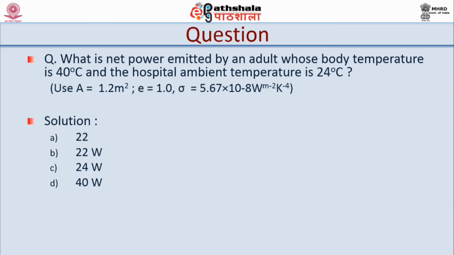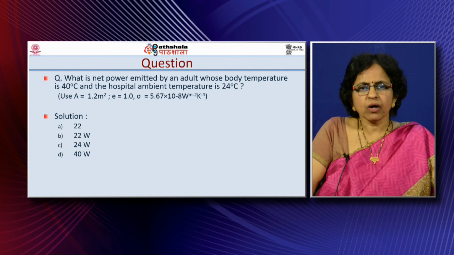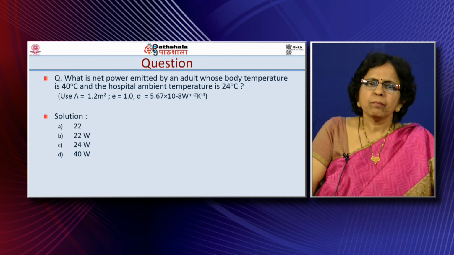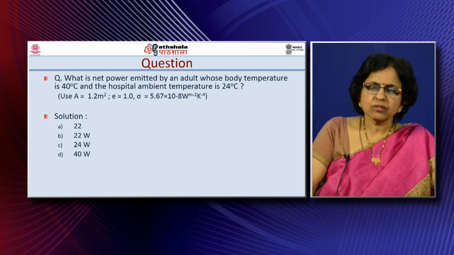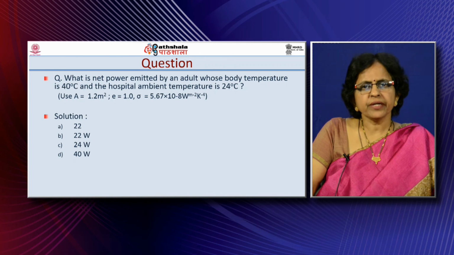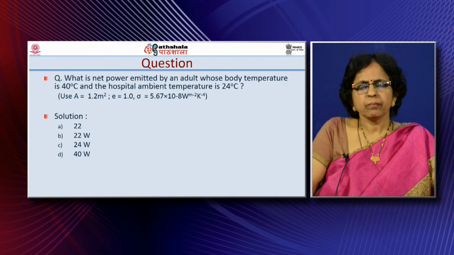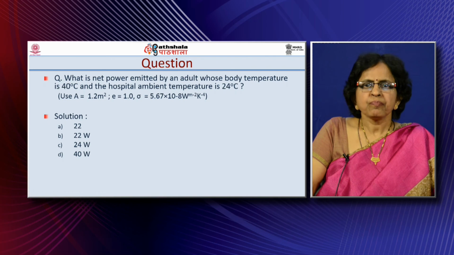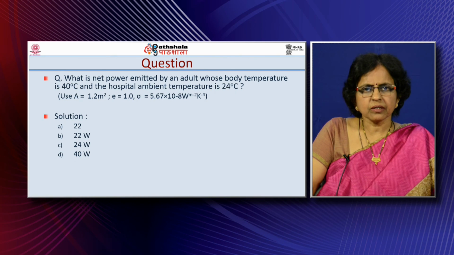Now, the solution I have shown you has 4 options. A, 22; B, 22 watts; C, 24 watts; D, 40 watts. Now, I do not know what you have got, but suppose you got an answer of 22 and you left it like that, your calculations are right, but since you have not given the units, you will lose 1 mark, and it is very important to mention the units, because power is expressed in watts, or you can even express it in joules per second.